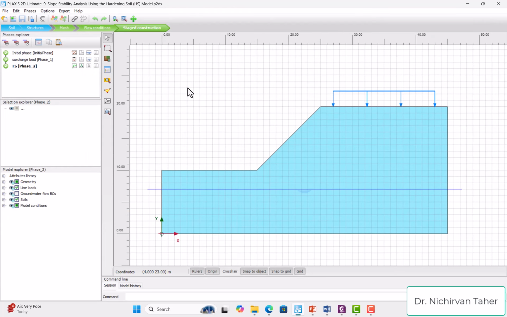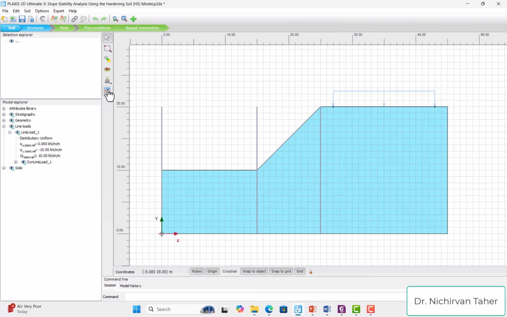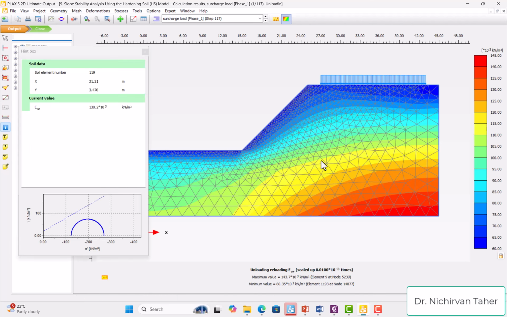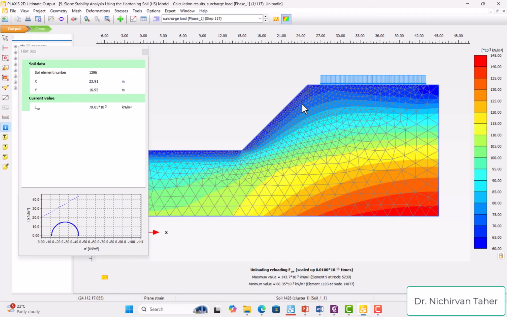So we will make changes only in the material properties. We click on soil and click on show material. We can see that, unlike the Mohr-Coulomb model, the elasticity is not a constant value in all the soil body. As we can see, it changes and depends on the stress level. The elasticity is not fixed. If you select this one in Mohr-Coulomb, you will see only one fixed elasticity for all the soil.